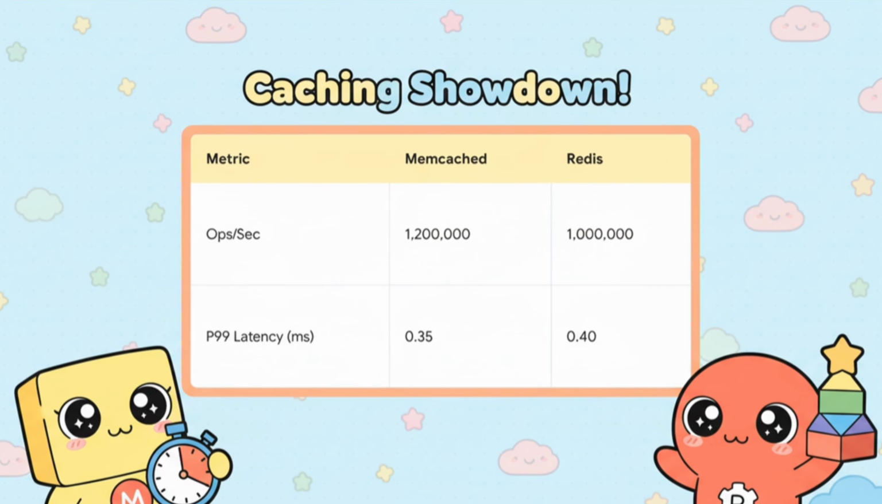Now, don't just take my word for it. Look at the numbers. This benchmark from D-Zone tells a really interesting story. For a simple, read-heavy job, you can see Memcached's multi-threaded design gives it a slight edge. We're talking 1.2 million operations per second versus Redis's 1 million. And that P99 latency, it's a tiny bit lower for Memcached. This shows that for pure, high-speed, no-frills caching, Memcached can still really fly.